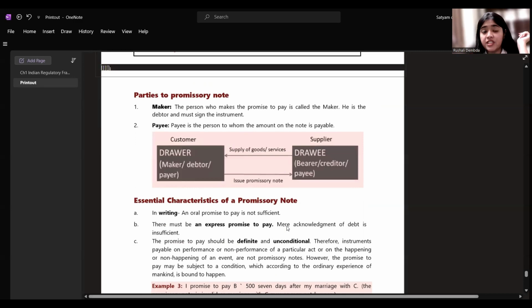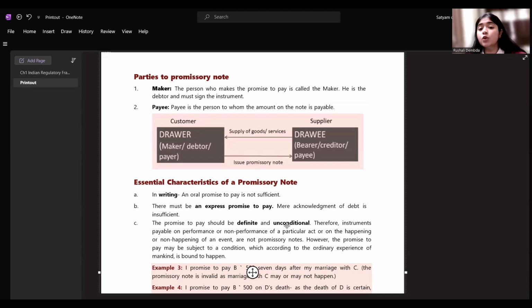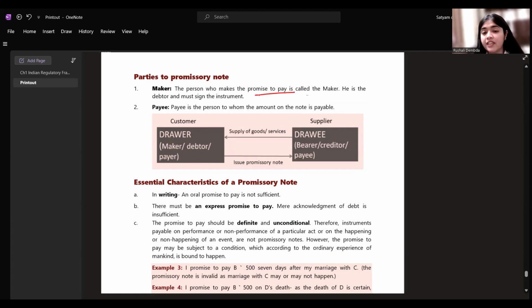Now, we need to see what the parties to a promissory note are. Maker: the person who makes the promise to pay the money is called the maker. Sri Ramesh is the person who is going to pay the amount, so he is the maker over here. He is the debtor and must sign the document. I hope you have heard the words debtor and creditor in your accounts, right? He is the debtor and must sign the instrument.